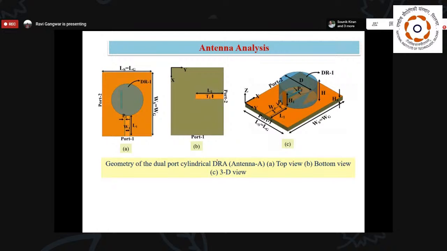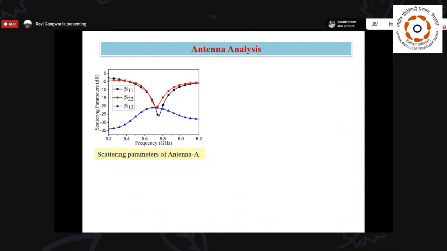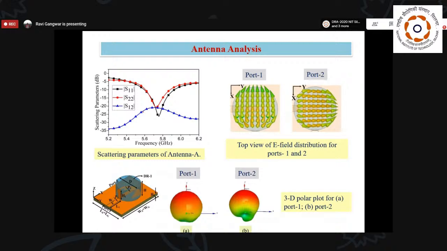In antenna A, as I have told, we are going to have 2 ports, port 1 and port 2, both orthogonal to each other. That means we are using our first technique, that is orthogonal mode generation. Port 1 has a CPW based conformal line, and port 2 has a slot aperture. By using that, we are going to get two different excitations.